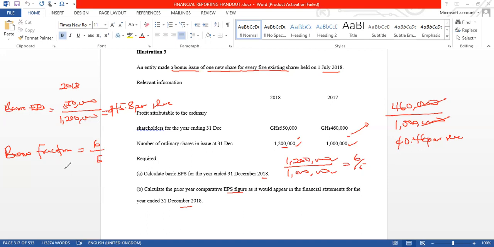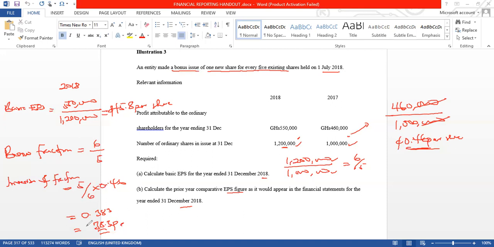Now, we said that if you want to restate your comparative, you need to multiply by the inverse of the bonus fraction. The inverse of the bonus fraction herein is 5/6. We need to take this inverse of the bonus fraction and multiply it by the previous year's EPS, which we had as 0.46. And that is going to give us 0.383, or you can say 38.3 pesos. You could see clearly that if we compare what we have here, we had 45.8 pesos, and you see the comparative that has been stated alongside it. It's as simple as that.